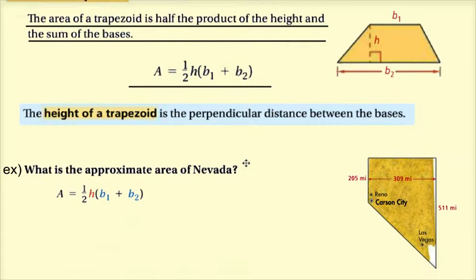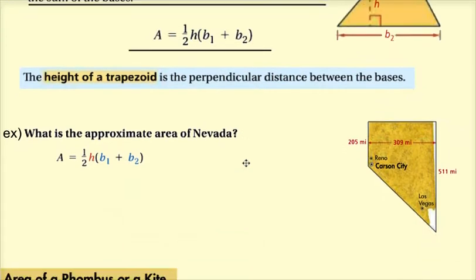So let's look at this example right here. We're going to find the approximate area of Nevada. So here's a picture of Nevada. It's a trapezoid because these two sides are parallel and these two sides are not parallel. So my bases are actually on the left and the right. So my area is 1/2 the height, parentheses, base 1 plus base 2. So let's substitute in the height. The height is the perpendicular distance between the two bases. So my height is 309.